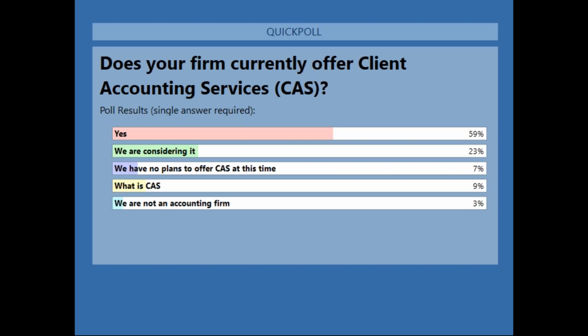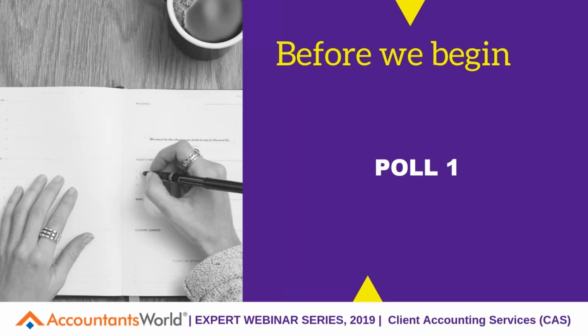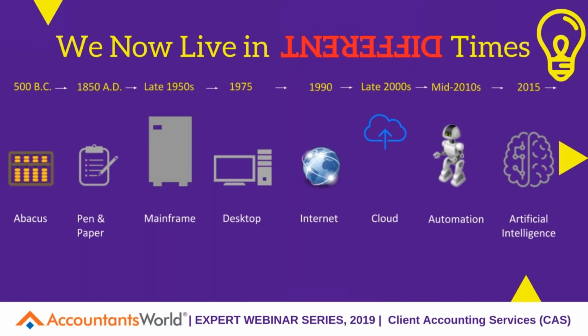All right, so Hitendra, we see 59% of people said yes, they do currently offer CAS. 23% are considering it. Okay, 59 is a good percentage. Compared to last year, I would say it's 25% more, which is really, really good. And plus 23% looking to offer, that's even better. Which means the attendees in this room are going to see something really, really relevant.